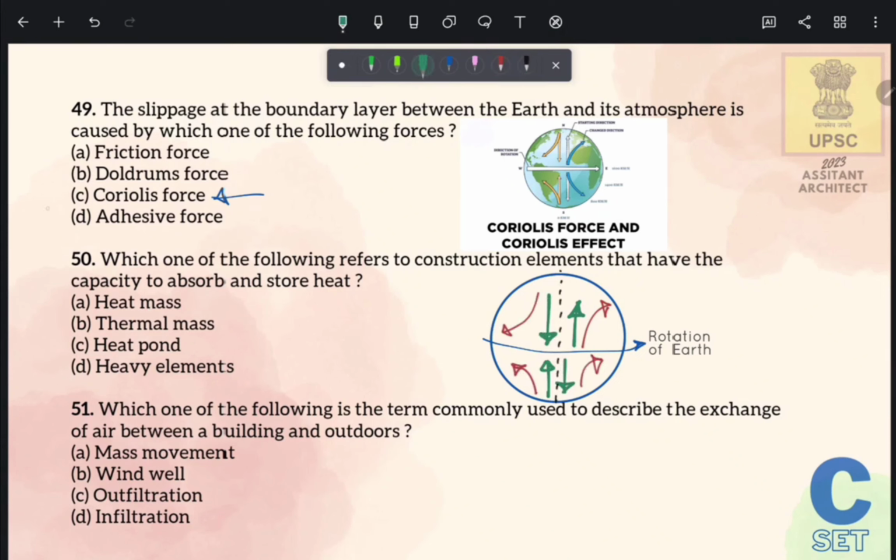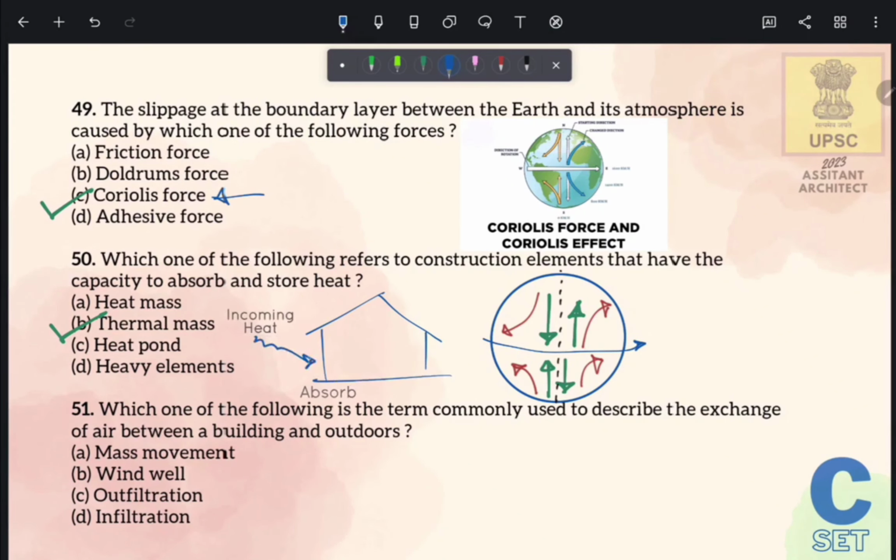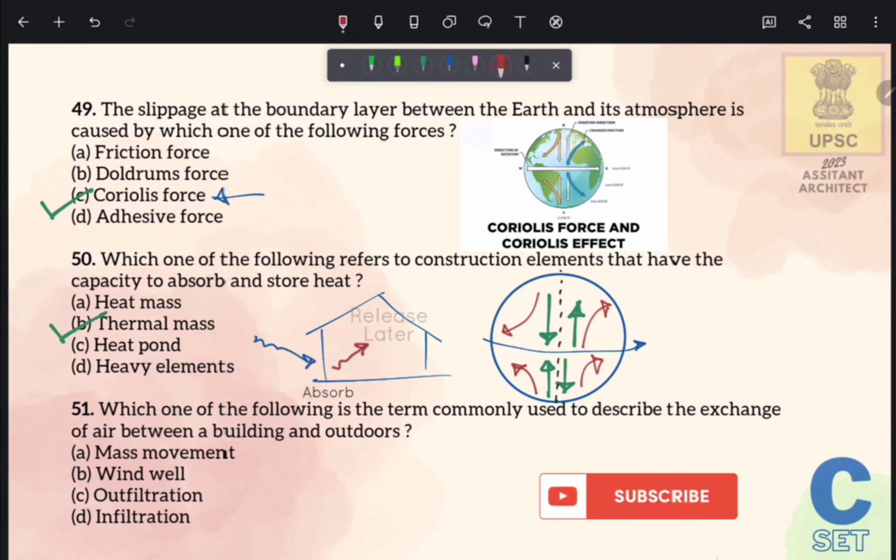Therefore the correct answer of this question is option number C, Coriolis force. Let's see next question. Which one of the following refers to construction element that have the capacity to absorb and store heat? So this property of a material is known as thermal mass, which is the correct answer. And because of this, material during day collects the heat and releases it at night.